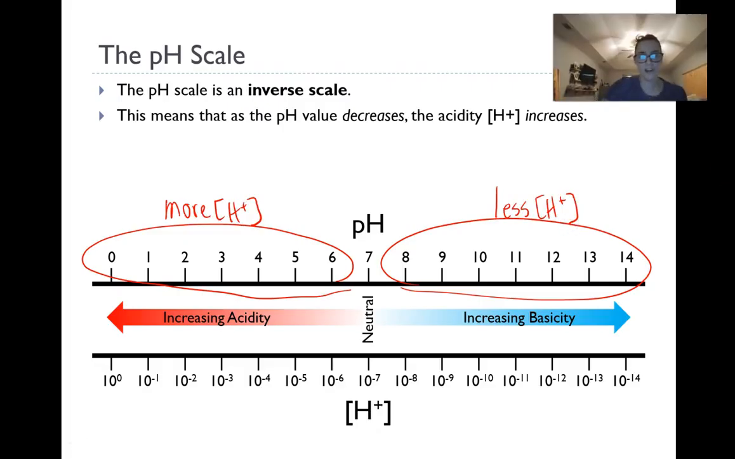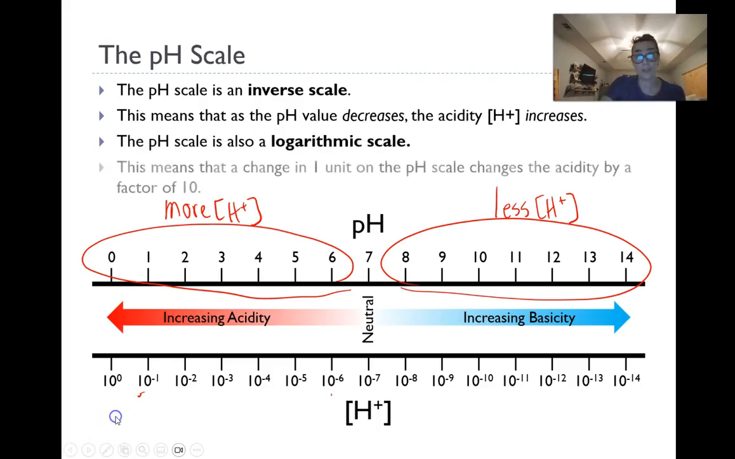Okay, so you can see here on the hydrogen ion scale, 10 to the negative 6th is less than 10 to the 0, because we're dealing with scientific notation here. So these are really small decimal numbers here, and these are larger numbers here. Okay. So the pH scale is a logarithmic scale. So what does that mean? It means that a change in 1 unit of pH changes the acidity by a factor of 10.